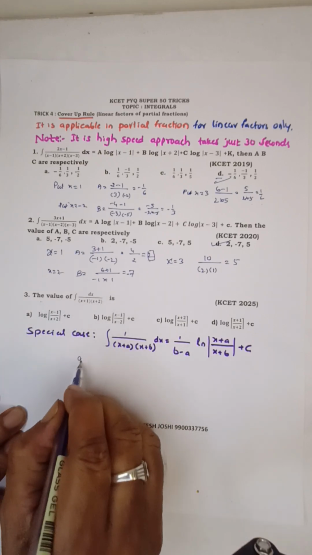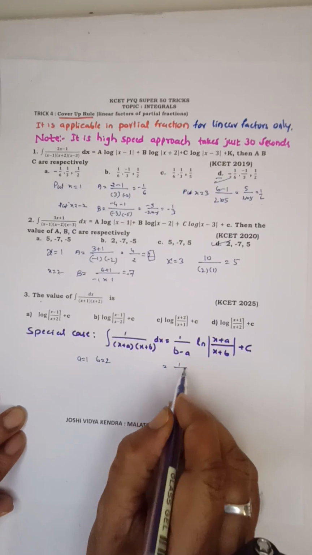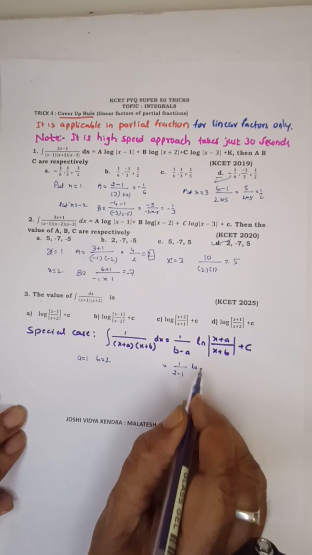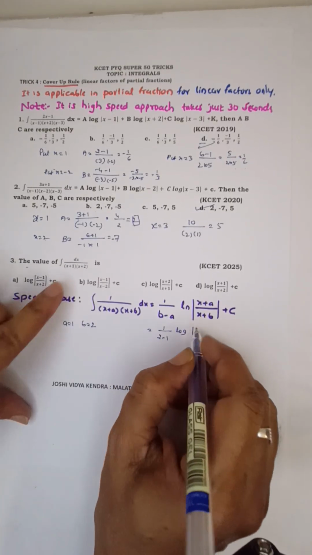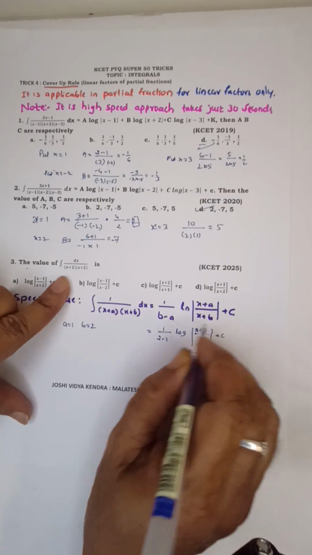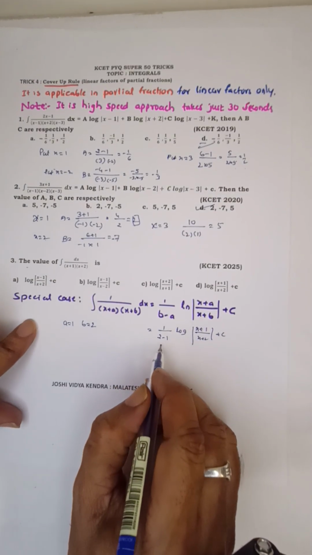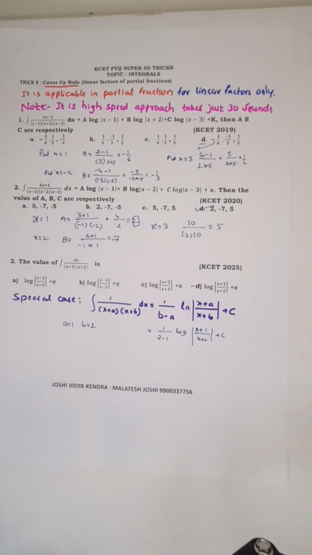What is the a value here? a is 1. What is the b value? b is 2. Now substitute that. 1 divided by 2 minus 1 log of x plus a, that is x plus 1 divided by x plus 2, plus c. So this is 1 only. So the answer for this one is option D. I hope you understood this one. Thank you for watching the video.